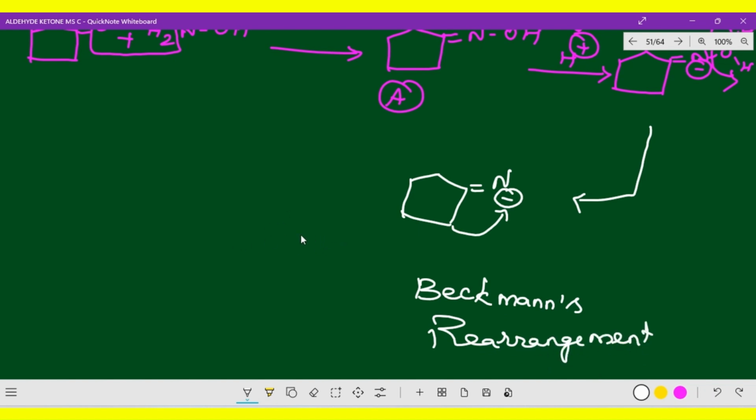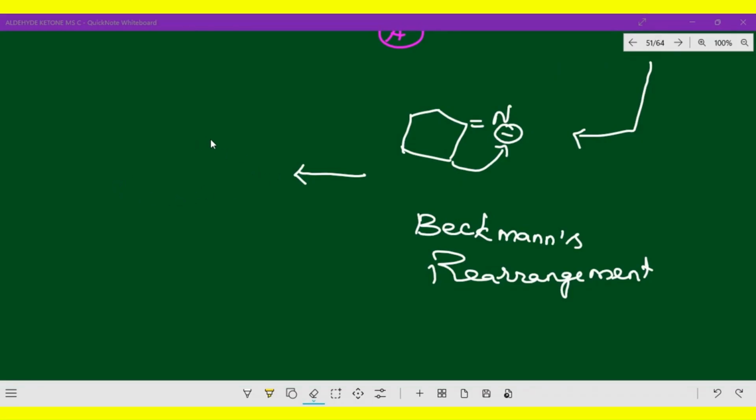Okay. So here, what you will get is the Beckmann rearrangement. The number of carbons will be increasing. This is a 5-membered ring, and you will be getting a 6-membered ring. The position will be changing. Here, the nitrogen is connected with the double bond. See this point, right? The nitrogen is connected with the double bond, and here is the 6-membered ring.